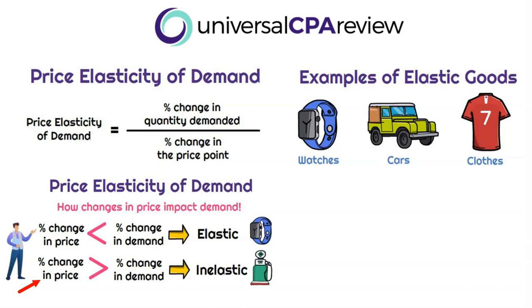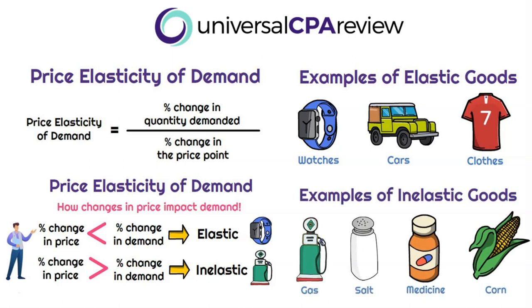Now, you also could have the situation where the percent change in price is greater than the percent change in demand, and that is an example of an inelastic product. So what are some examples of inelastic products or goods? Well, think about it, right? The price changes, it doesn't really impact whether you buy it or not, right? You still need it. So some examples include gas or salt, medicine, could be corn, right?